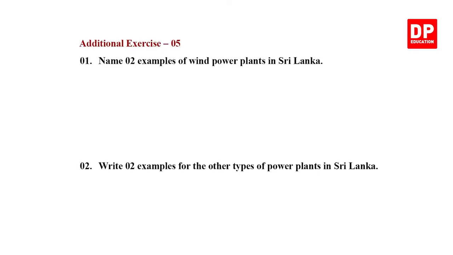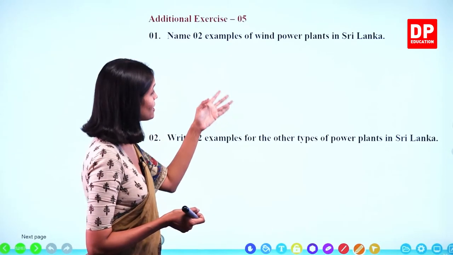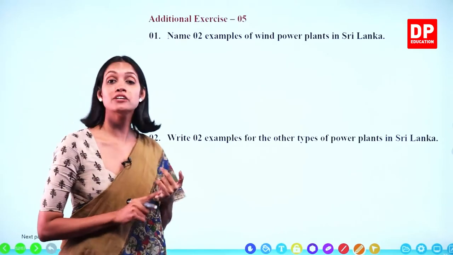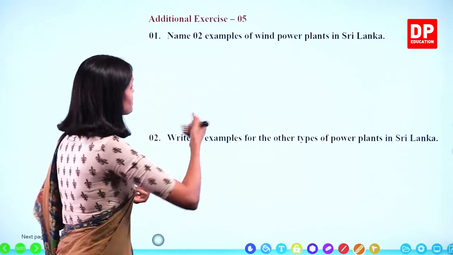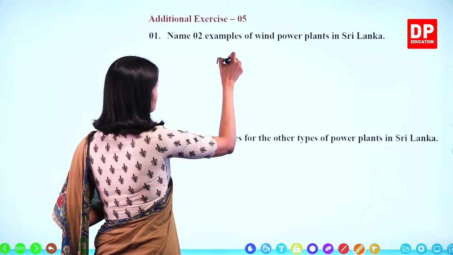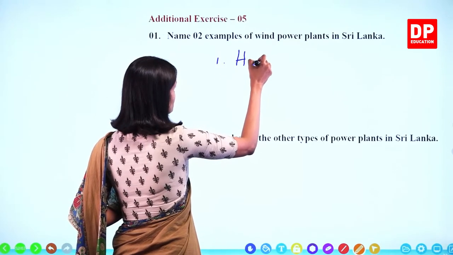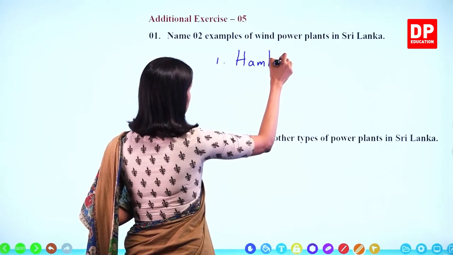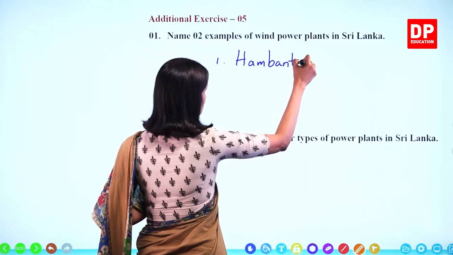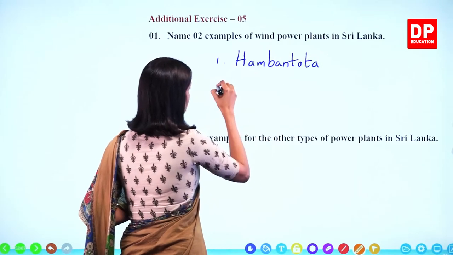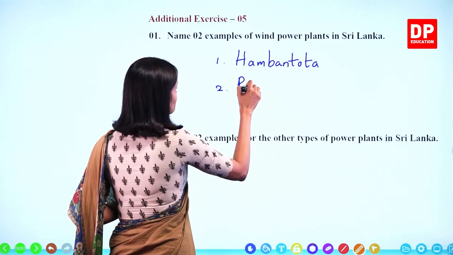Exercise number 5. Name 2 examples of wind power plants in Sri Lanka. Where are the main areas, children? Hambantota and Puttalam, right? We'll write Hambantota, Puttalam.